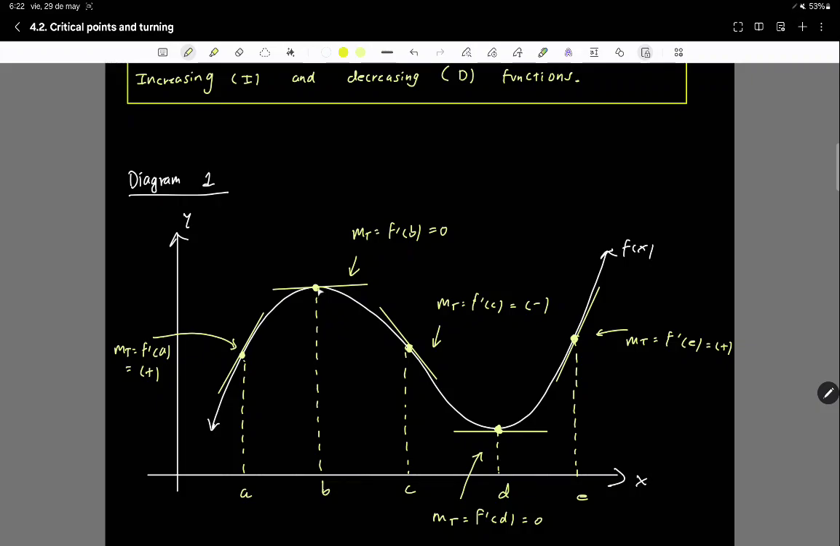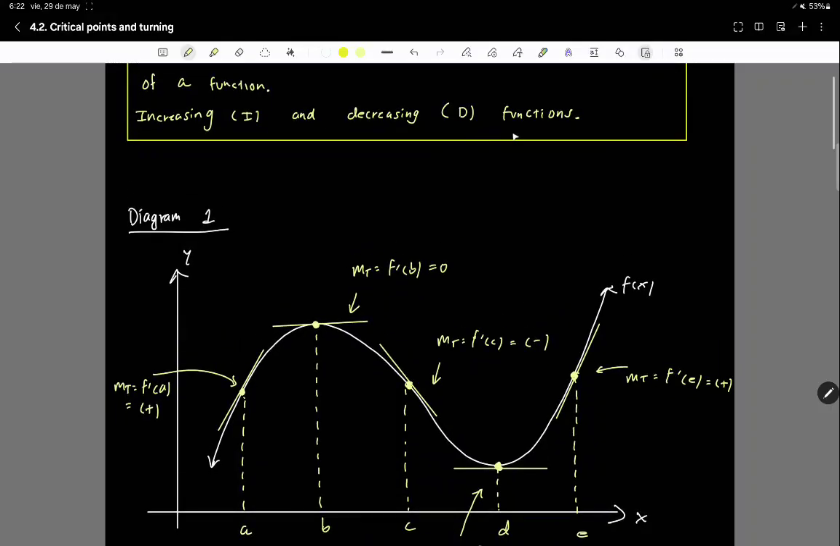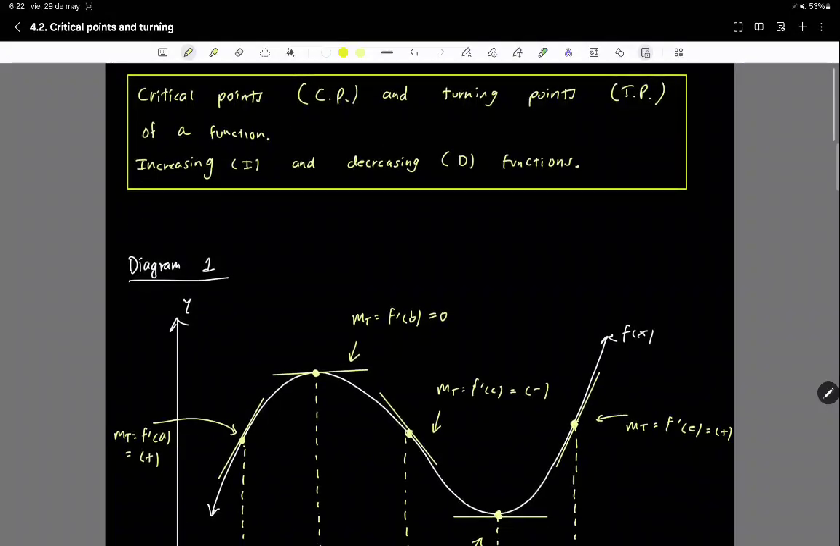Then over the interval from B to C, the function is decreasing quite clearly. Over the interval from C to D, the function is decreasing as well. And then right at the point D, the function starts increasing again. So basically this is happening: it's increasing, decreasing, and then increasing again. That's what the concept of increasing and decreasing functions means. It's a very simple idea.